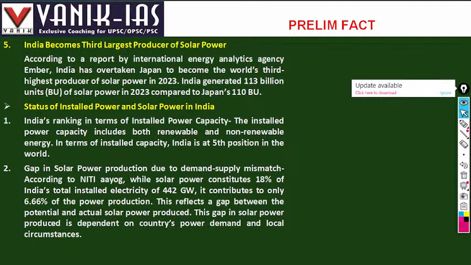Okay. So India ranking in terms of installed power capacity. The installed power capacity includes both renewable and non-renewable energy. In terms of installed capacity, India is in the fifth position in the world. Gap in solar power production due to demand supply mismatch.